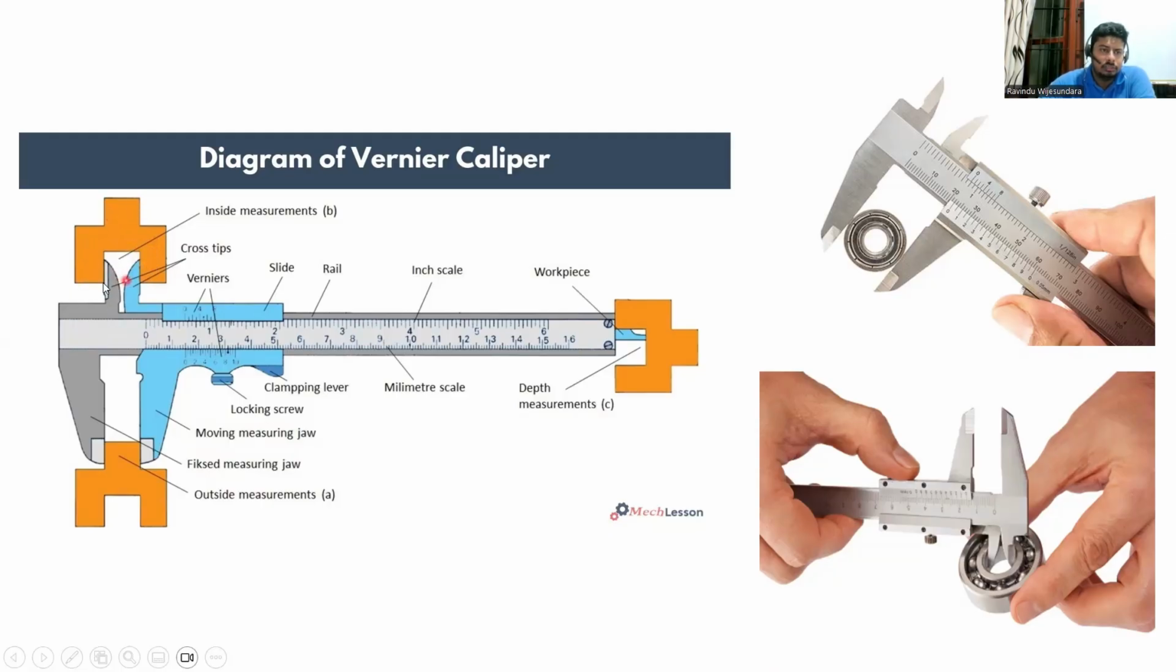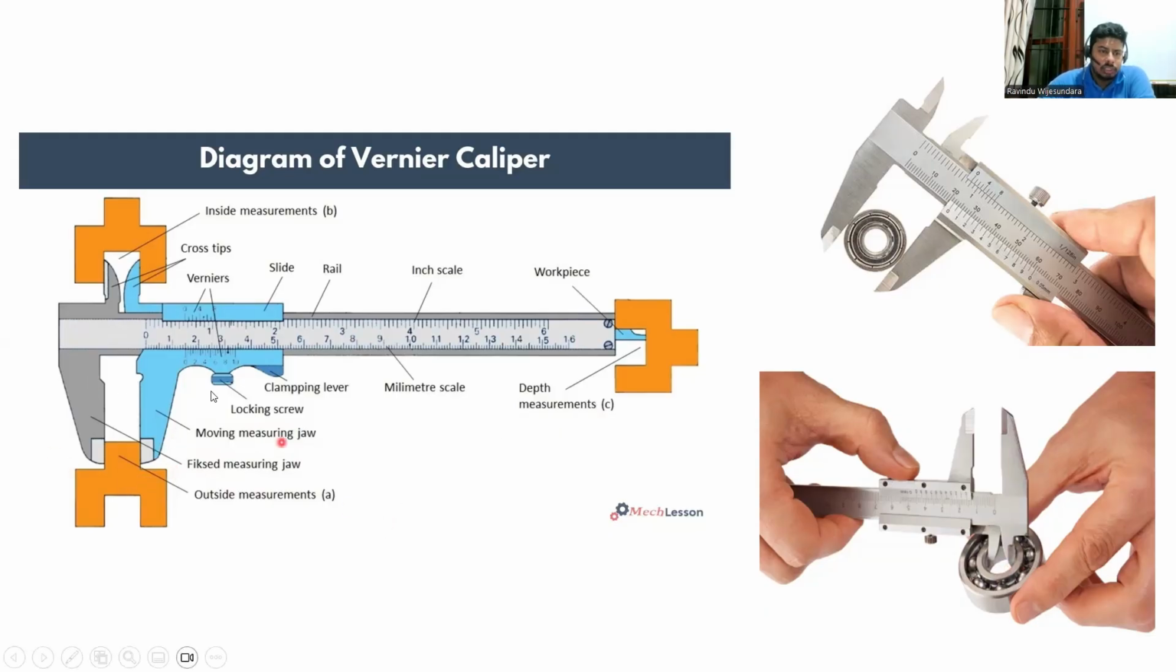So the internal separation can be measured by using this one. In this diagram, in the right hand bottom diagram also, you can clearly see these internal jaws are being used to measure the internal diameter of a bearing. To measure the internal diameter of the bearing, we are using the internal jaws. As we are taking internal measurements, we call that jaw the internal jaw. So that is the reason why it is called the internal jaw.